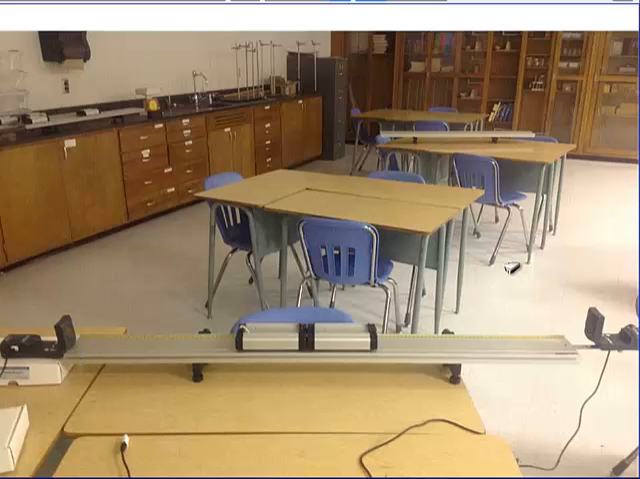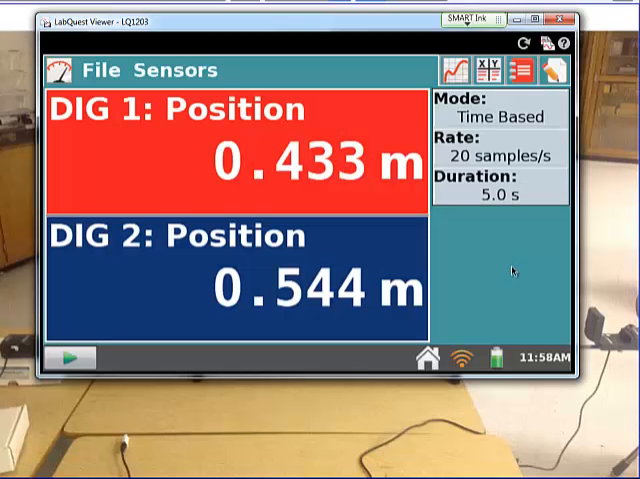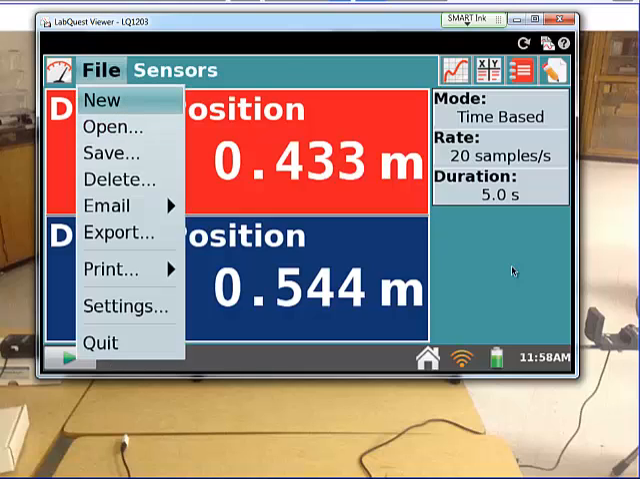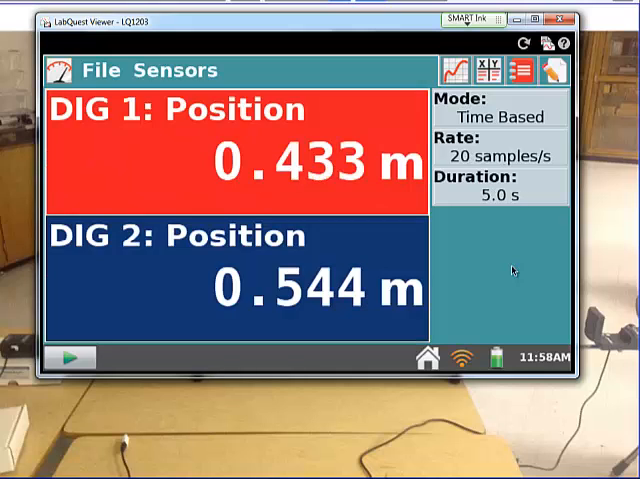So the first thing you do, you plug in your two motion detectors into your LabQuest, and hopefully you come up with a screen that looks like this. You have two bars, both measuring position. Okay, if you don't get that, then you can just push File, New, and it'll get rid of any old data and pop up with this new data. Okay, the duration of 5 seconds, that's plenty long.